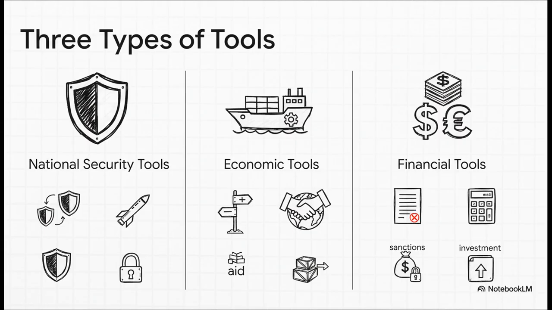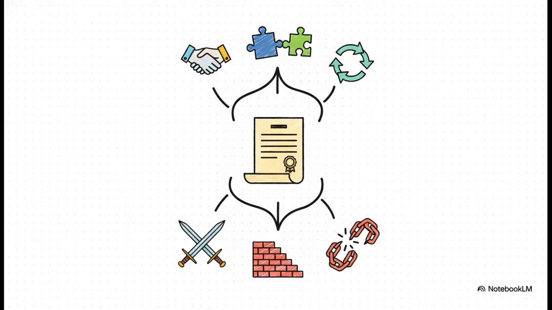You've got your national security tools, things like military action or alliances. You've got economic tools, like trade deals or tariffs. And then you have financial tools, things like sanctions or providing capital. What's really interesting is that every single one of these tools can be used in two ways. They can be a carrot or a stick. You can use a tool to build bridges and increase cooperation, like with a free trade agreement. Or you can use that exact same type of tool to start a conflict, like with sanctions. The tool itself is neutral. It's the intention behind it that matters.